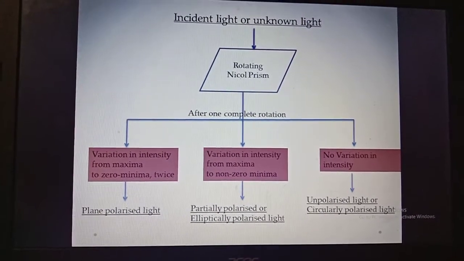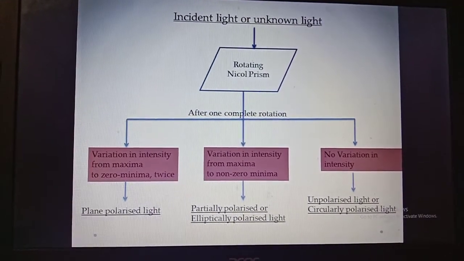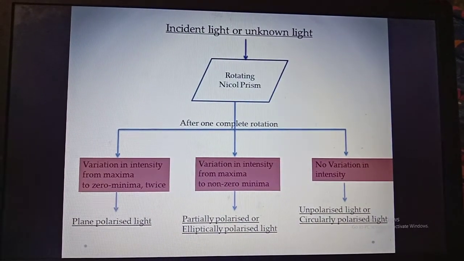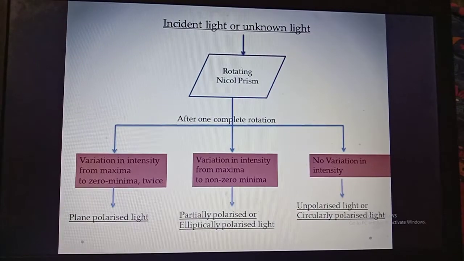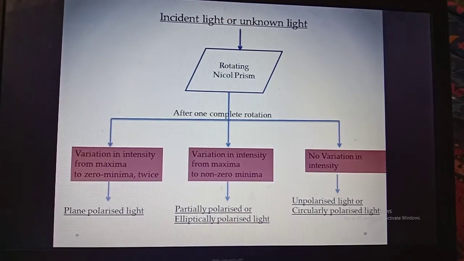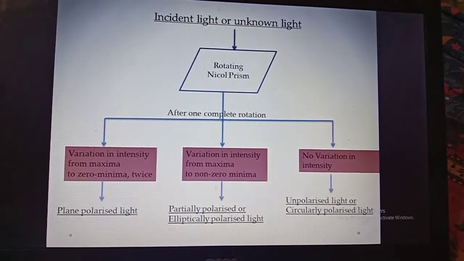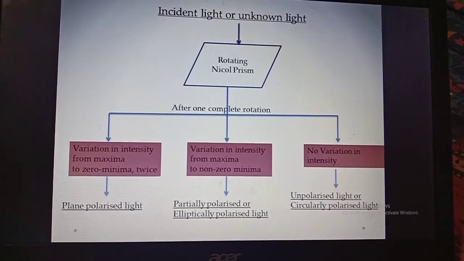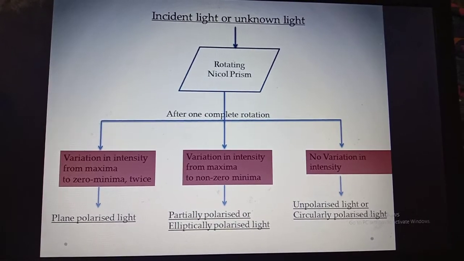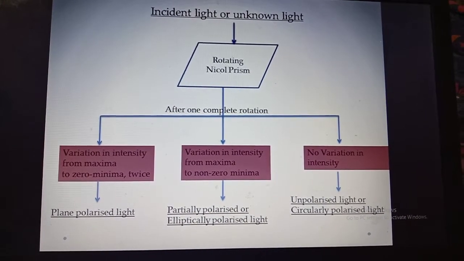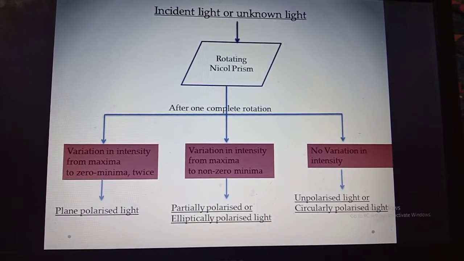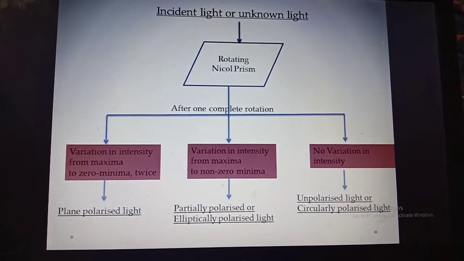In the first case, it is clear that the incident light is plane polarized light. But in the second and third cases, the unknown light or incident light may have two possibilities. That means we need to further proceed in these two cases. So first consider only the second case. That means the result has variation in intensity from maxima to non-zero minima, and here the unknown light may be partially polarized light or elliptically polarized light.